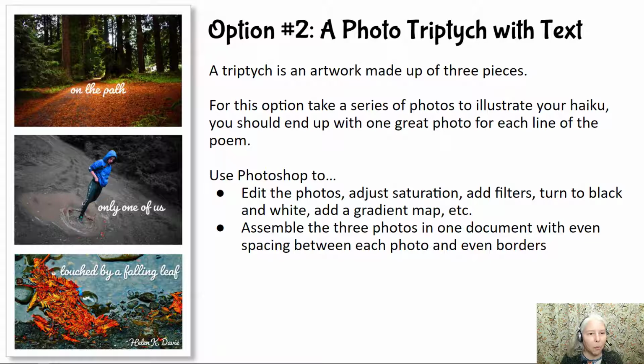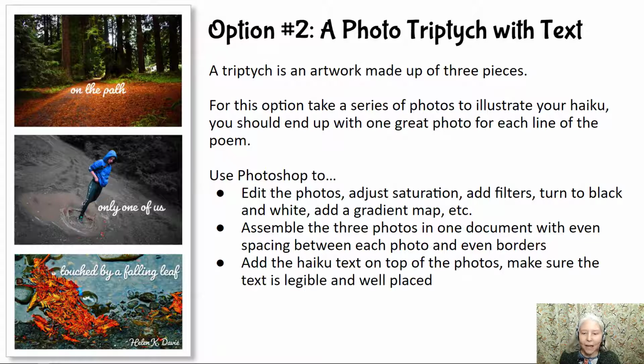As you can see in this example, the artist has enhanced the color of the photos, and in the middle photo has used the selective color technique where most of the photo is black and white and only parts of it are in color. Add the haiku text on top of the photo. Make sure the text is legible and well placed. And be sure to include the author's name.